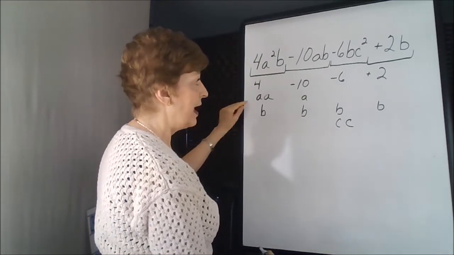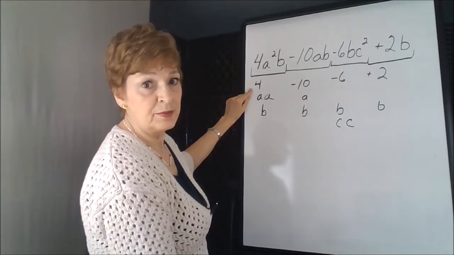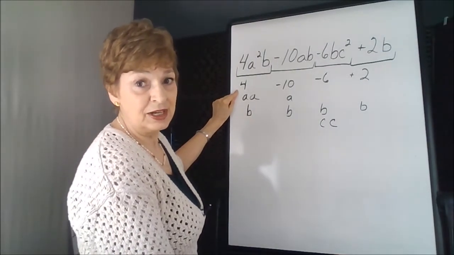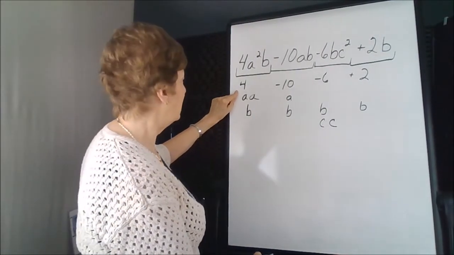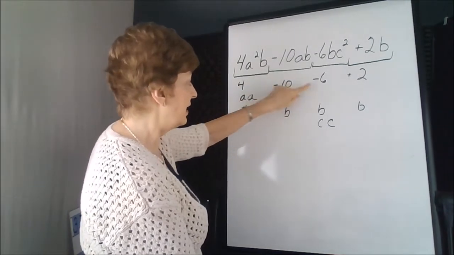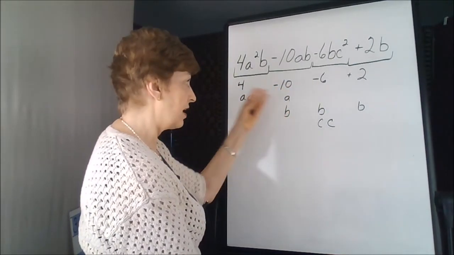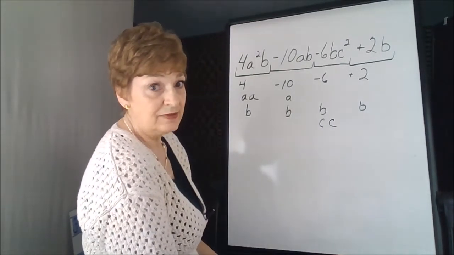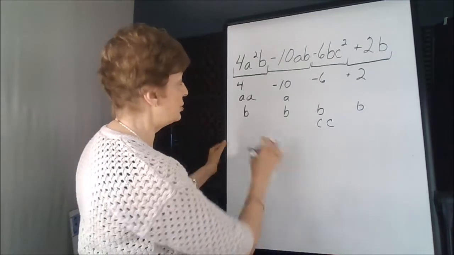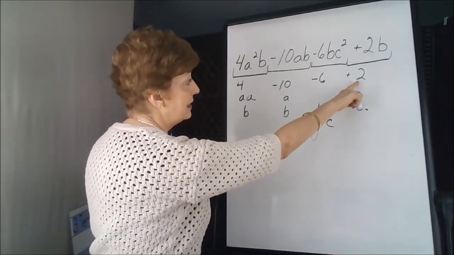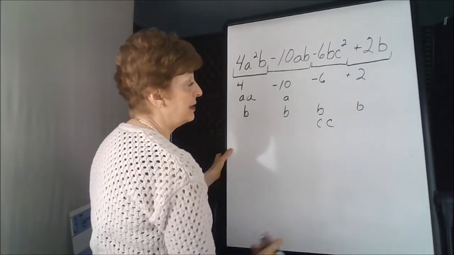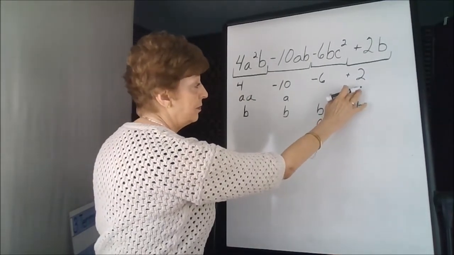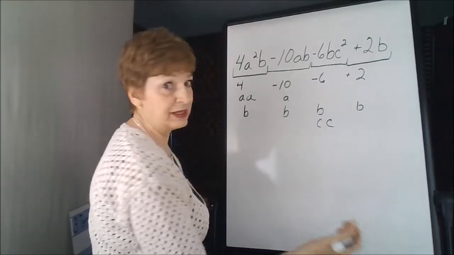Now we can see what they have in common. First of all, we'll look at our numbers. This has to do with divisibility. It's a great opportunity to use your divisibility rules. I have 4, negative 10, negative 6, and 2. They are all even numbers. That's the first question I always ask myself. Are they even? Yes. Oh, good. I can take a 2 out of it. That's the highest I can go because this one is only a 2. So to be able to take something out of this term, it would have to be 2.